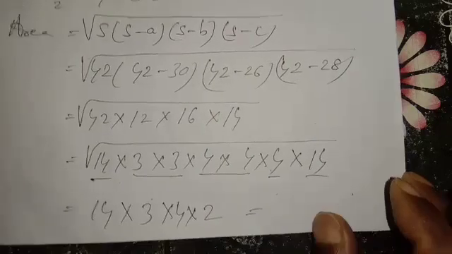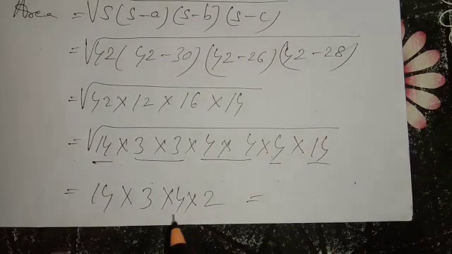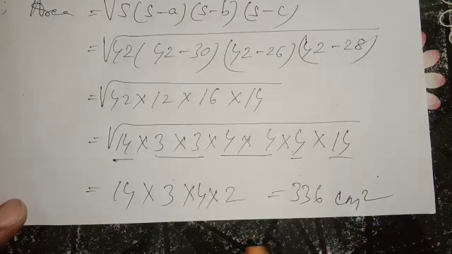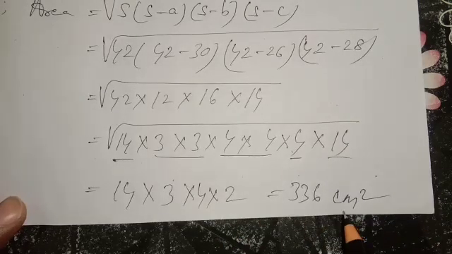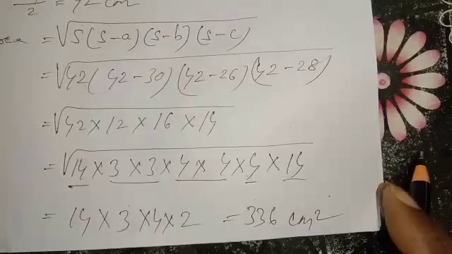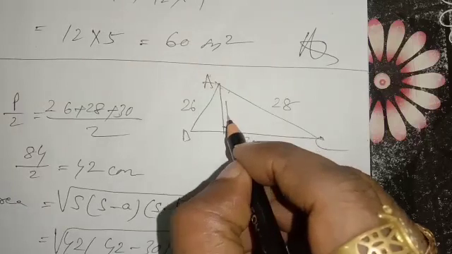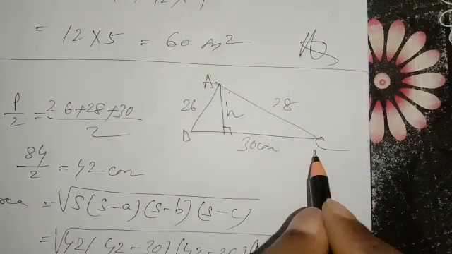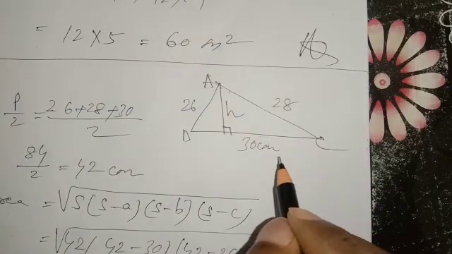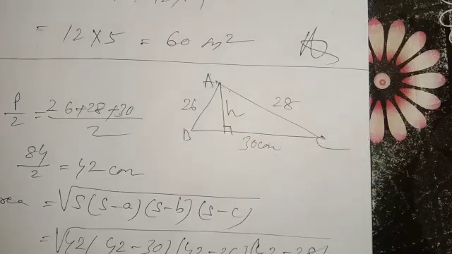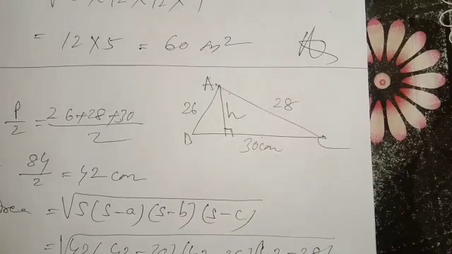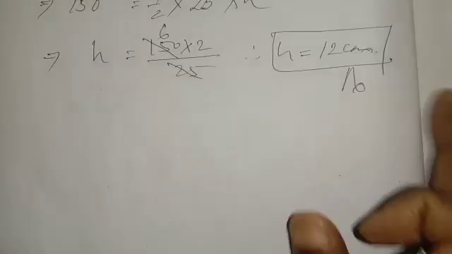Now just multiply. How much is it coming? Just multiply, you will get the result, the area of the triangle. Now you see the area comes to 336 centimeter square. After that you have to find the length of the altitude drawn from the opposite vertex to the longest side, that is 30 centimeters. So now you have to apply the formula: area of triangle is equal to half base into height.